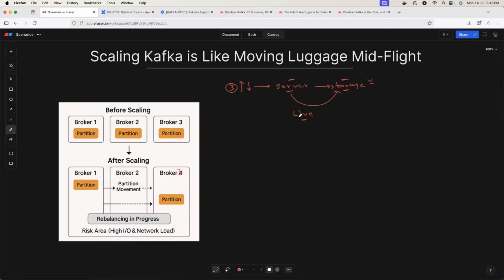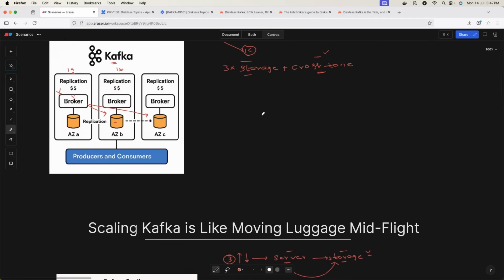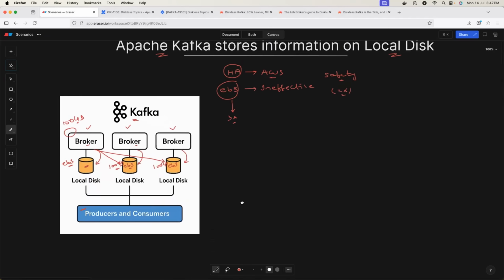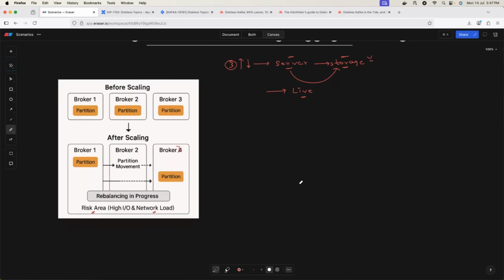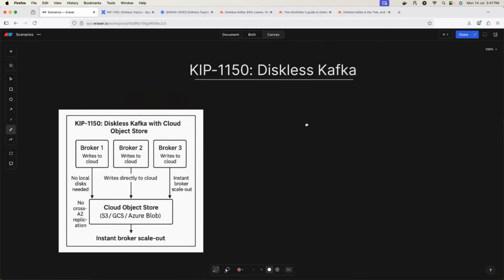Because it's a data streaming solution, you cannot risk the data. You cannot risk the huge networking load that comes with rebalancing of the cluster. This might impact your customers or clients who are using your data streaming solution. So these are 3 major challenges with the existing architecture. Once again, storage costs, cross-zone networking costs, and rebalancing of the Kafka cluster.